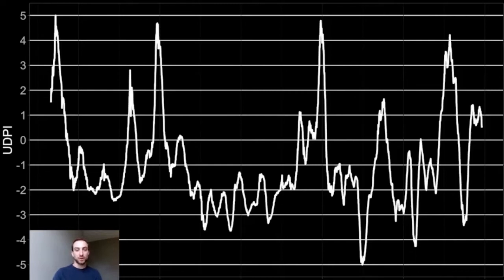This is an update about the current state of the UDPI risk indicator for Bitcoin and for the crypto market as a whole after this weekend's crash down to 42K.